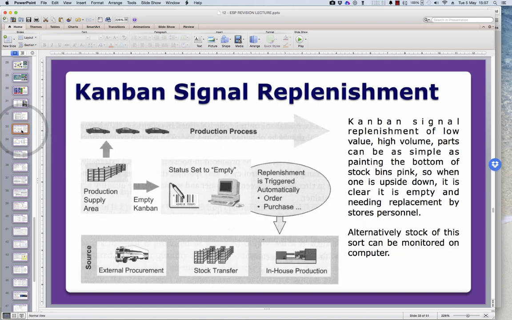Kanban signal replenishment. One way of working a Kanban system is you just have two bins. You paint the bottom of the bin pink. When the bin's empty, you turn it upside down, and the storeman automatically brings another bin, painted pink on the bottom but the right way up, with a whole load of components in it. You can do this in a number of ways. There can be electronic signals. Typically there's a sealed area between the stores and the side of the manufacturing line which other people aren't allowed to go into, and it's the storeman that delivers those components.